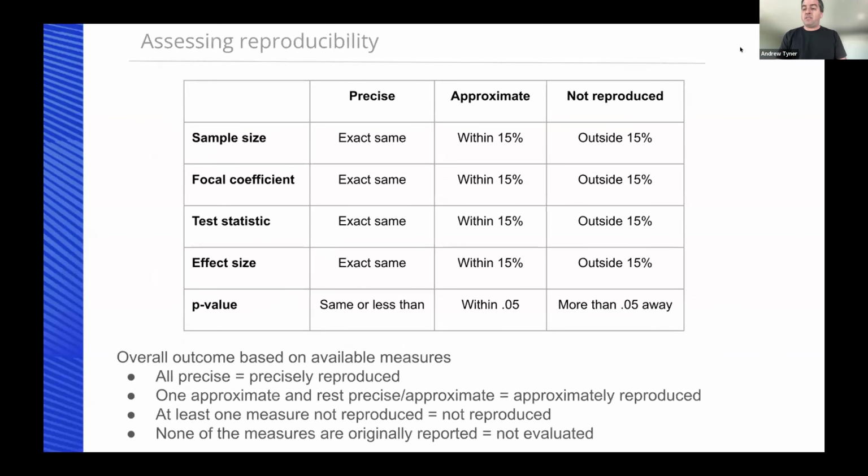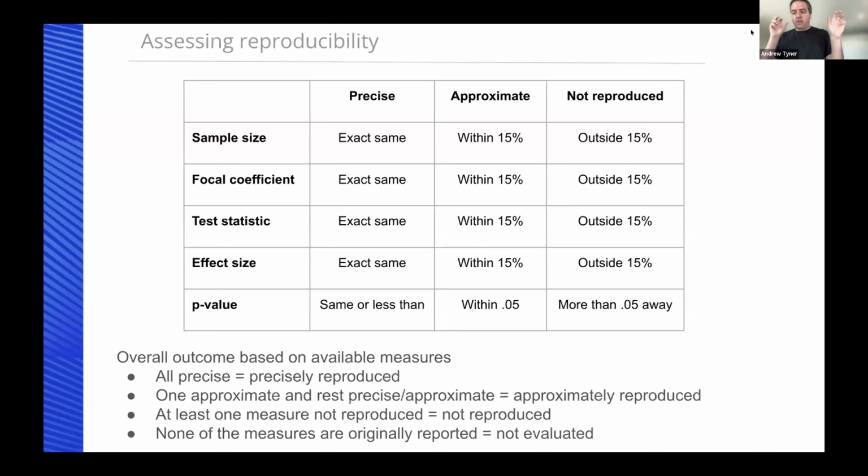Okay, so how do we actually assess reproducibility? Well, as I mentioned, we have these three categories of precise, approximate, and not. And we assess these across five different measures that might have been reported in the original paper. The sample size in focal analysis, the coefficient in a regression context, if it was a regression context, a test stat for the critical test, the effect size, and the p-value. For the first four of these, it was the same kind of inference criteria. Precise means after rounding, it was precisely the same results as what was reported.